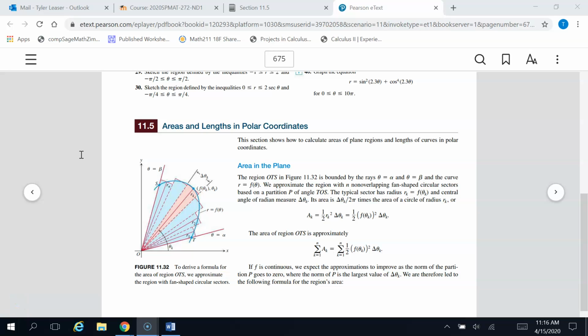All right, we're going to start the 11.5 video here in the book, just because I can't draw these pictures very well on my own. So in 11.5, we're going to be looking at areas and then lengths in polar coordinates.